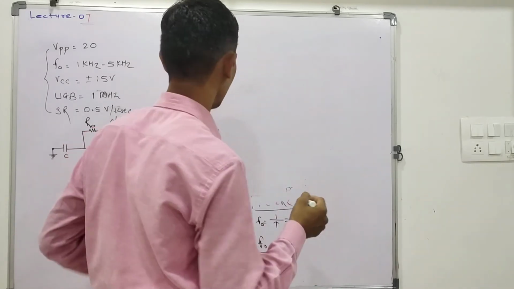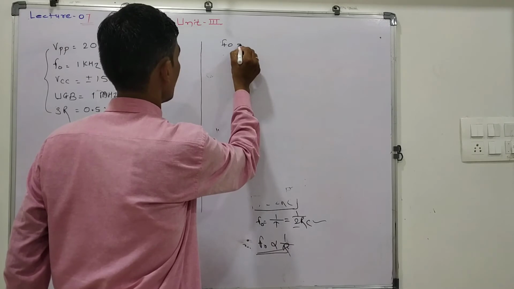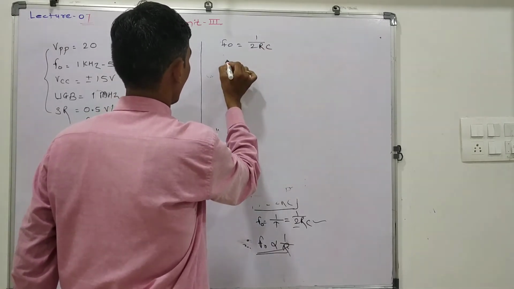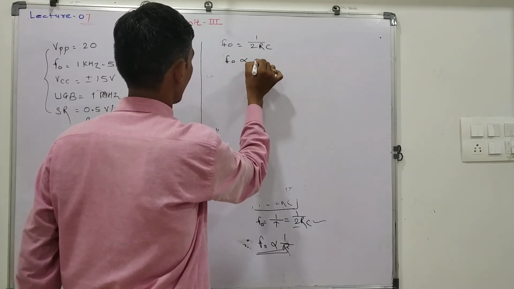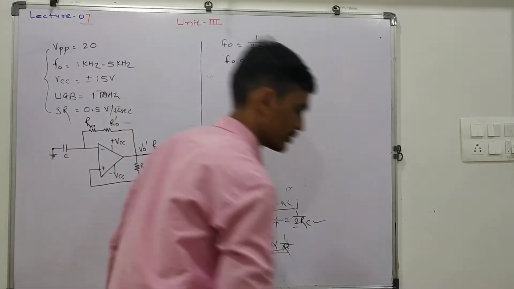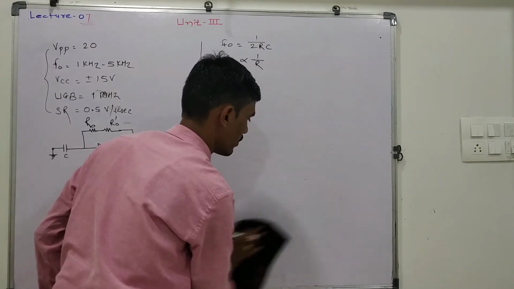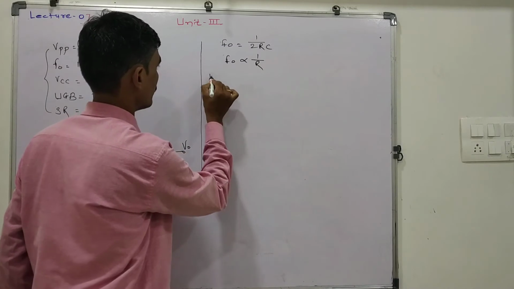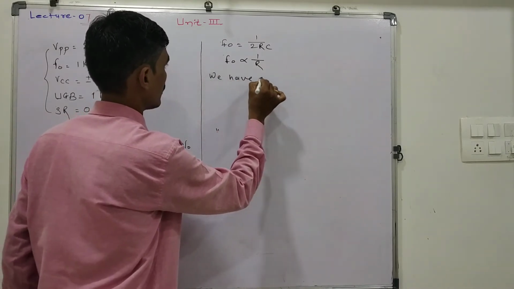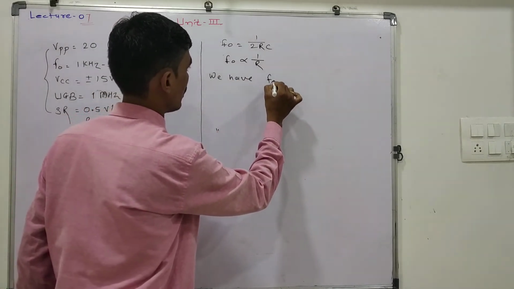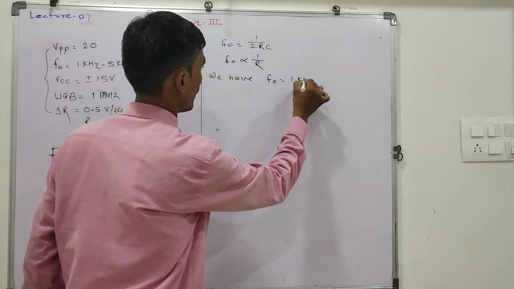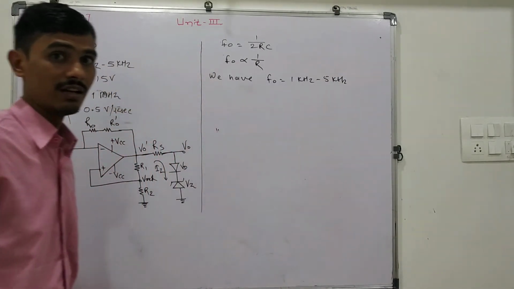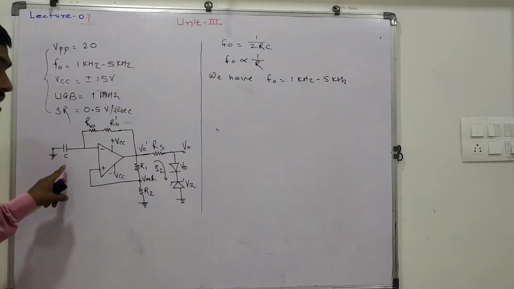So, we know that F0 is equal to 1 upon 2RC, and F0 is inversely proportional to R. So we have this formula. Next, the frequency is given. That is, F0 is equal to 1 kilohertz to 5 kilohertz. For that we have to design the value of R and C.